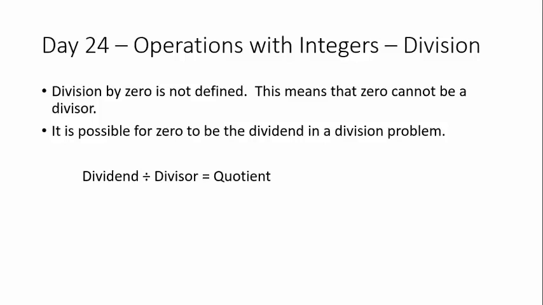I want to emphasize something that I said just a moment ago. Division by 0 is not defined. 0 cannot be a divisor. 0 can be the dividend in a division problem. And remember, we have dividend divided by divisor is equal to the quotient. So 0 can be the dividend, but 0 cannot be the divisor. This is very important.